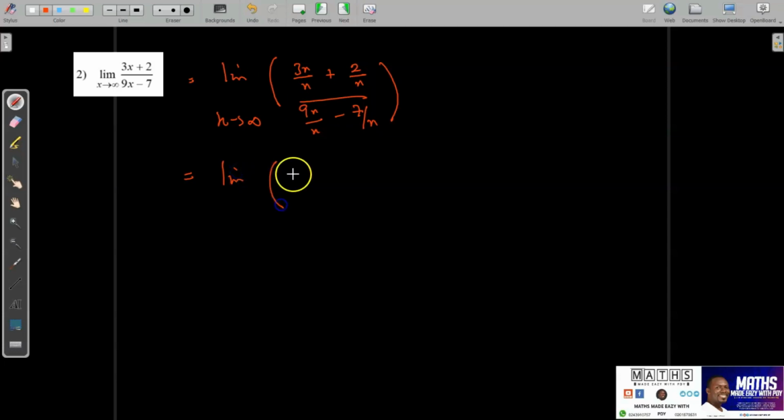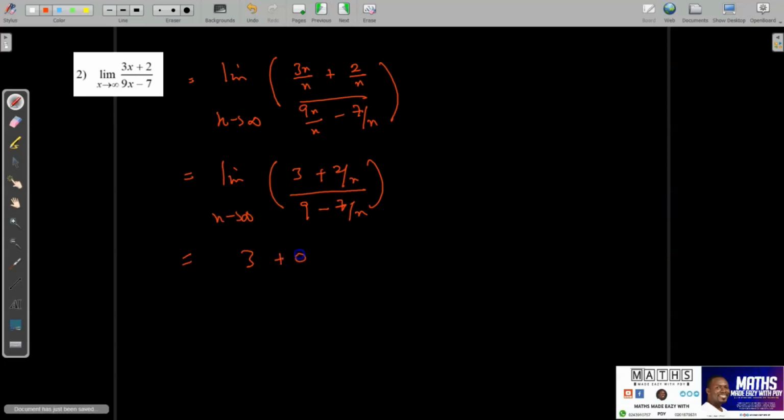limit of 3 plus 2 over x, all over 9 minus 7 on x, as x approaches infinity. Now bear in mind that you're going to expand the limits as x approaches infinity through the brackets. So it will be limit of 3, and limit of 3 as x approaches infinity is still 3. Limit of 2 over x as x approaches infinity will give us 0.